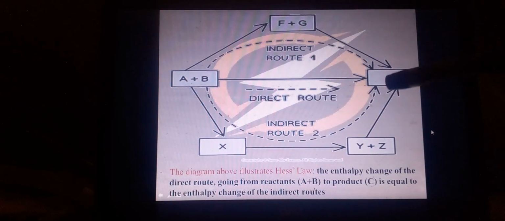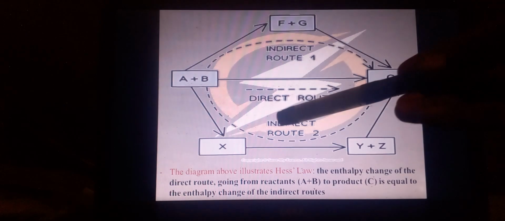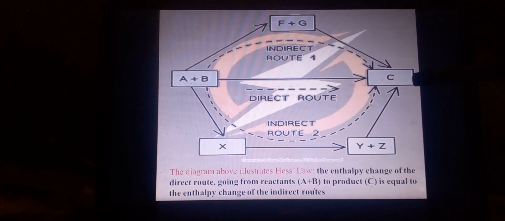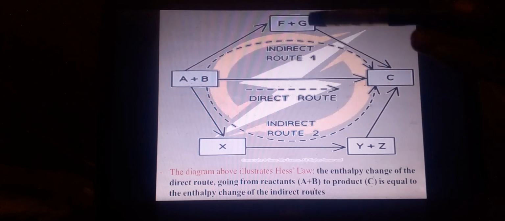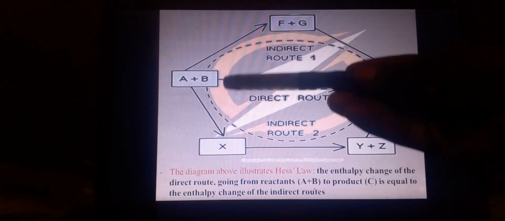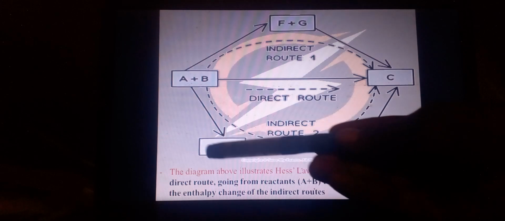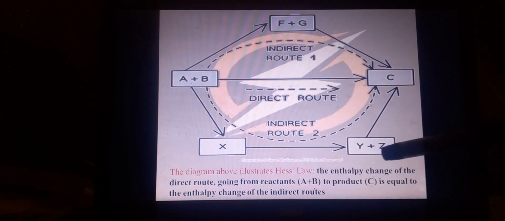That diagram is trying to describe an application of Hess's law. You can see A plus B, those are reactants. Then C is the final product. So you can move from A plus B to F plus G. These are intermediate products before you proceed and form a product. Or you can move from A plus B, which are the reactants, to X. X is the first intermediate product. Then you proceed to Y plus Z. This is the second intermediate product before you move to the final product, which is C.